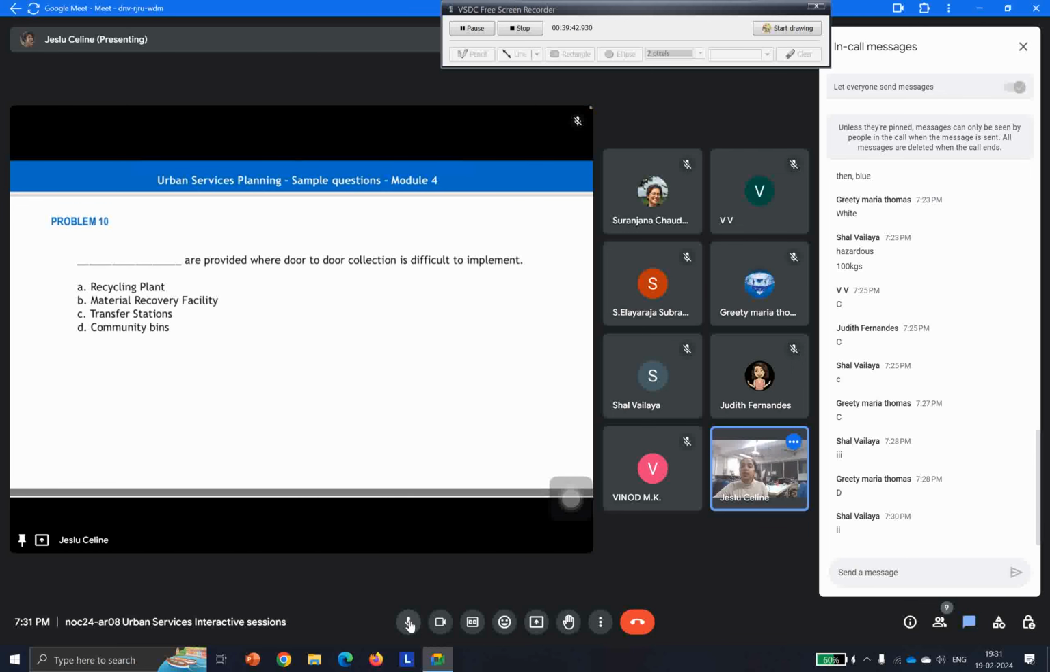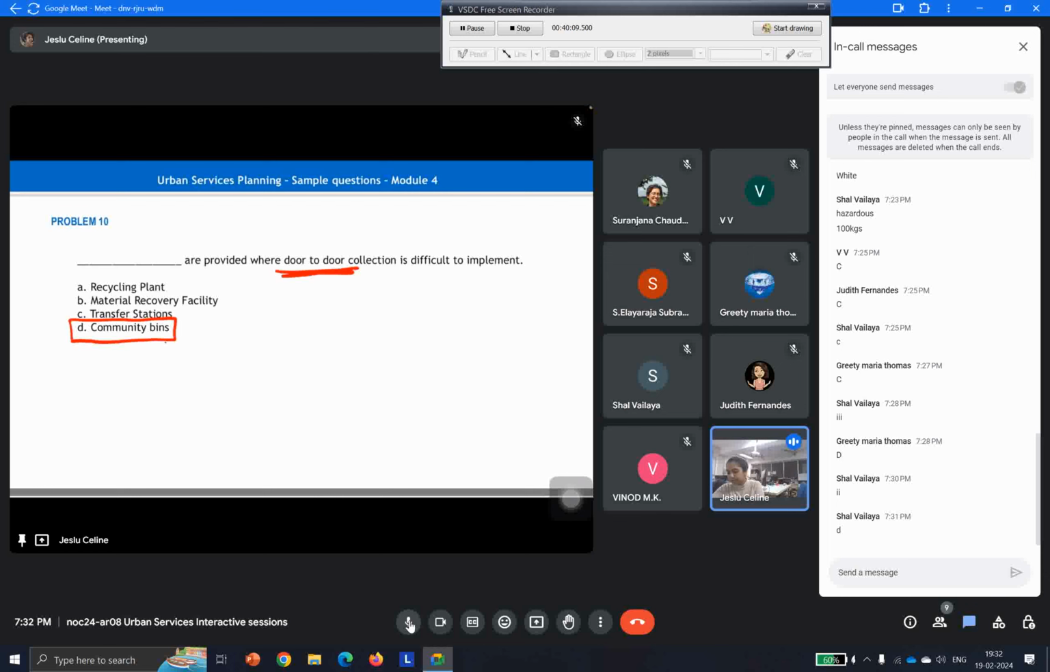Problem 10. Dash are provided where door-to-door collection is difficult to implement. A. Recycling plant. B. Material recovery facility. C. Transfer stations. And D. Community bins. Very good. Someone's already answered it. It's community bins because when you can't have a door-to-door facility, there are certain community bins which are placed for a certain local region, and people deposit their waste in these community bins.